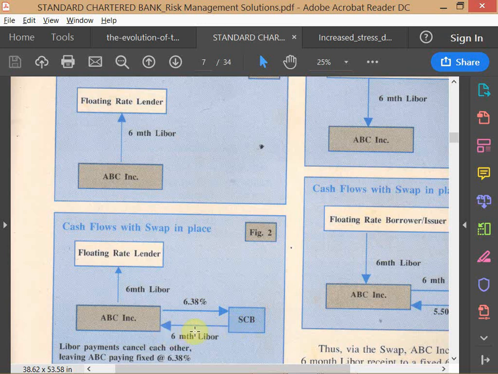And because you're able to exchange, receive 6 month LIBOR flat against a 6.38 fixed rate, we say that this is the IRS rate. This is the IRS rate for 5 years in this example. This is the point we were discussing in the last part of the previous class: why do we have a particular interest in the AA rated credit curve, in the yield curve for AA rated credits?